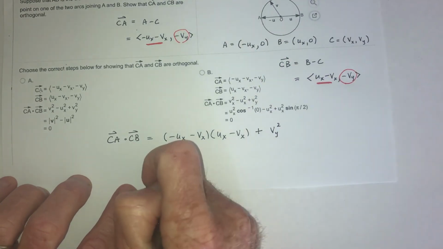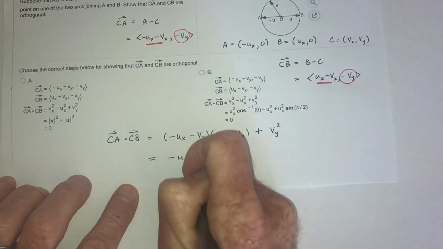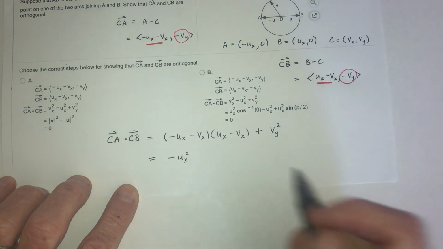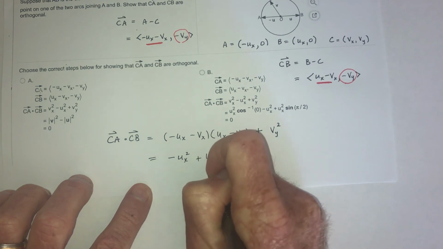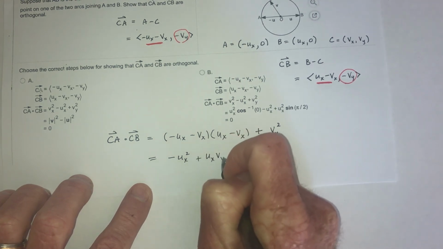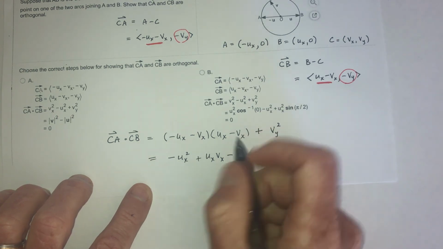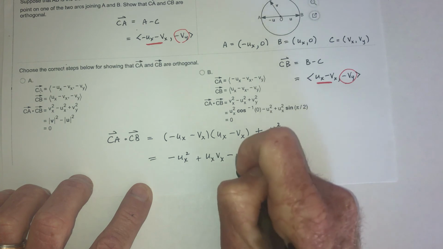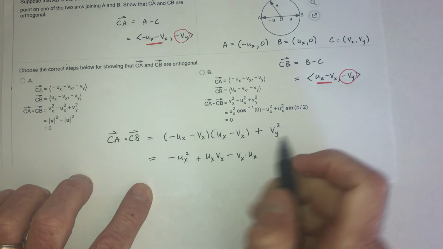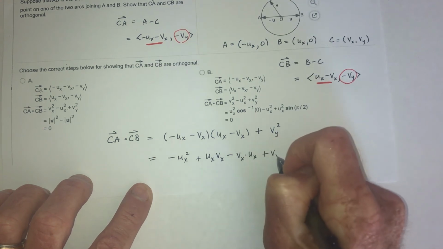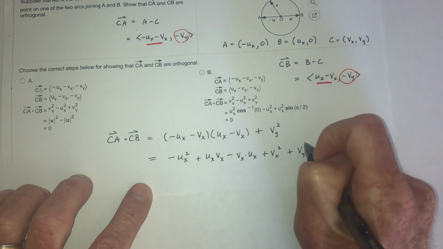Now go ahead and distribute. So this one times this one is going to be negative ux squared. Then this one times this one, which is going to be positive ux times vx. Now distribute this one. That's going to be negative this times this, vx times ux. And then this one times this is going to be plus vx squared. And then at the end, just copy down this vy squared.